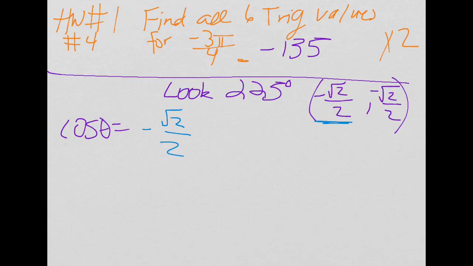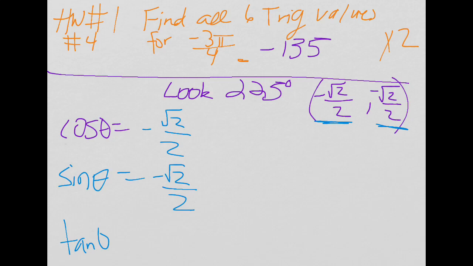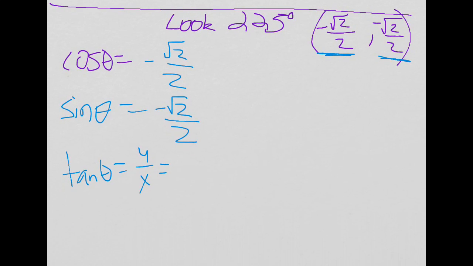We're supposed to find all 6 of them. Sine is just the y value. Then the tangent is y over x, which is negative root 2 over 2 over negative root 2 over 2, which is just 1. And then, for the other 3, all you got to do is flip the other ones.